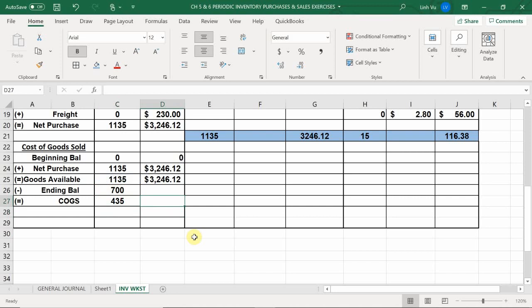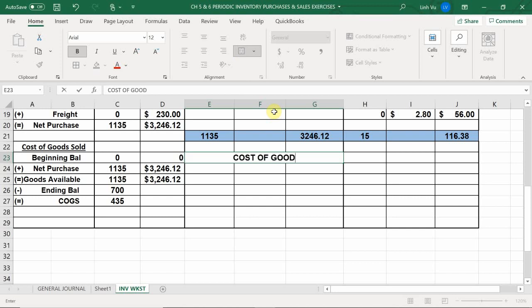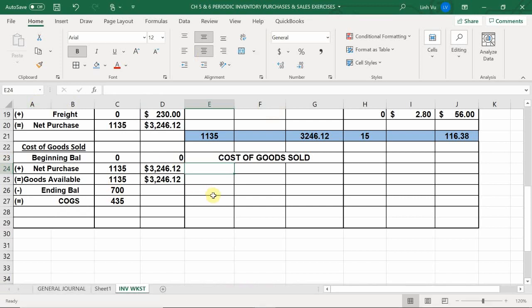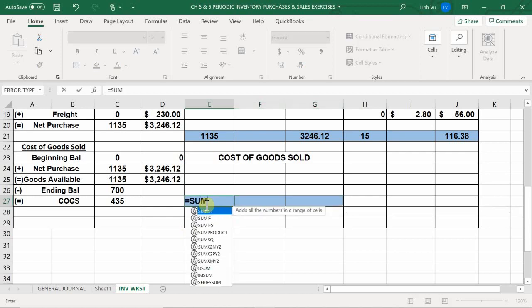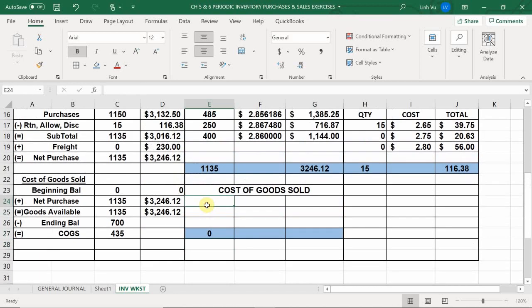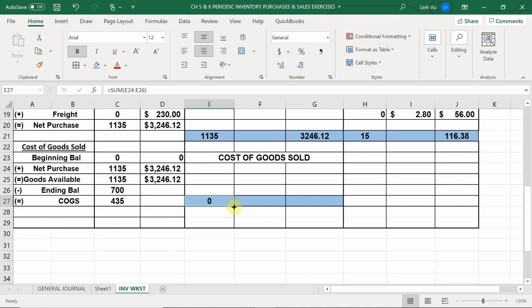Okay, so now we need to calculate our cost of goods sold. So I'm going to create my little table here for my cost of goods sold. Now, in this case, what inventory method am I using to calculate the cost? LIFO. We are using LIFO. So I'm just making my running balances right here.